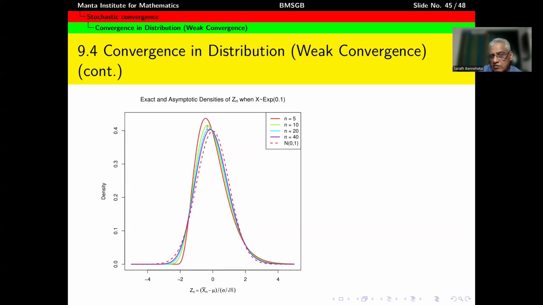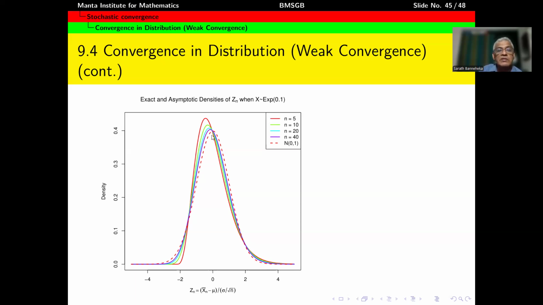You can see that it's converging, coming closer and closer to the standard normal as n increases. But even if n is equal to 40, there is a slight significant difference, because it's still there in the middle here, and also in the tails. So especially when you are calculating quantiles or probabilities in the tail using this approximation, you may make a significant error if you assume that the distribution of Z40 is approximately standard normal.